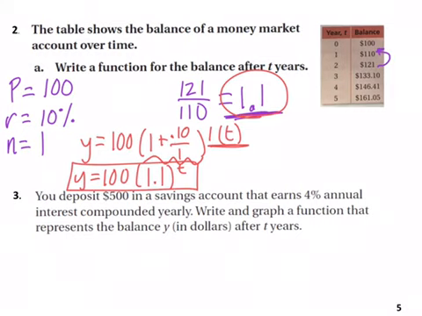So this next one's talking about a deposit of $500. It earns 4% annual interest and it's compounded yearly. Now it does say to write and graph a function. I just want you to write the function as practice. Check back and see if your answer is correct.